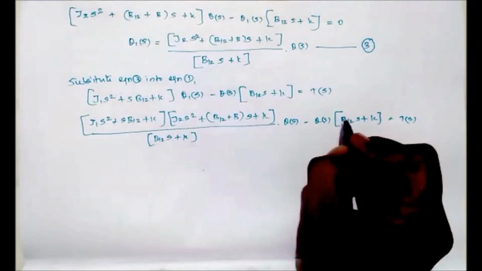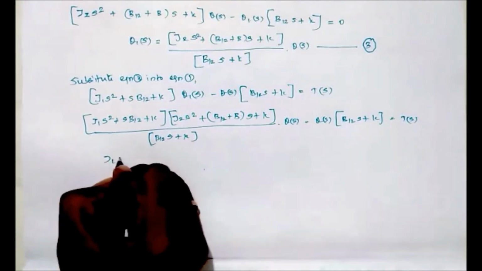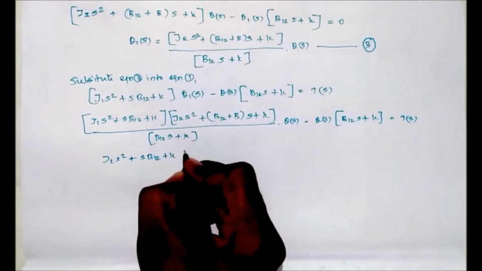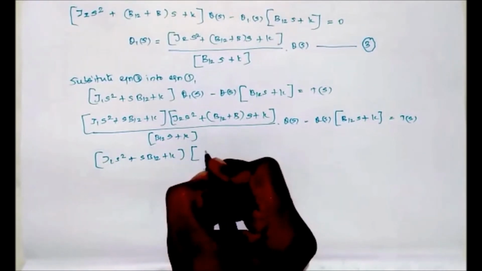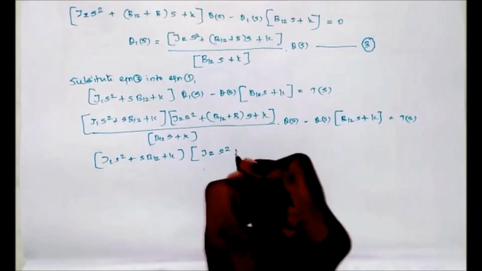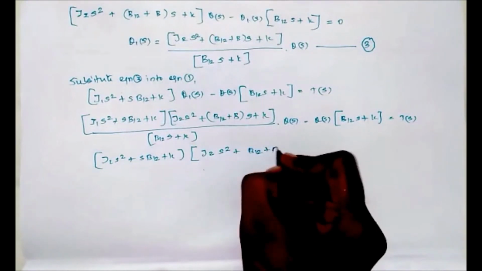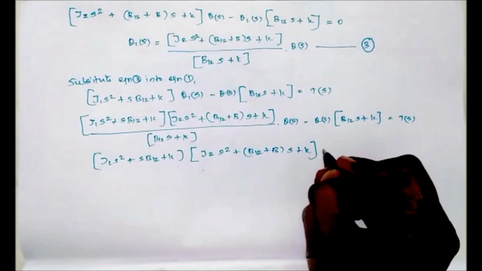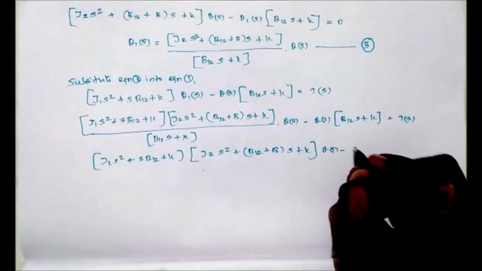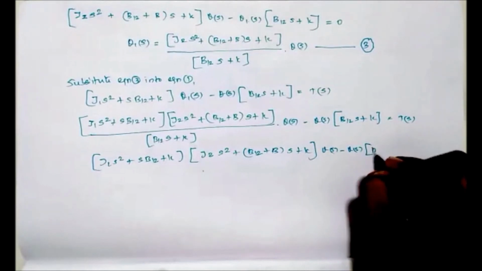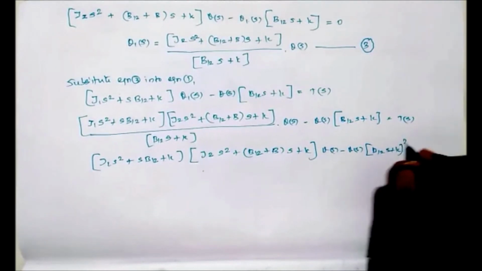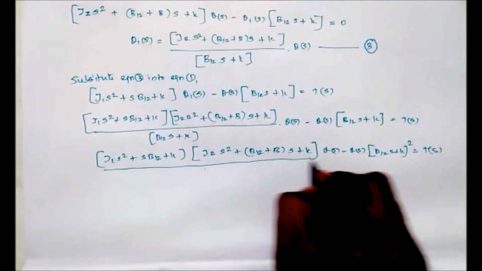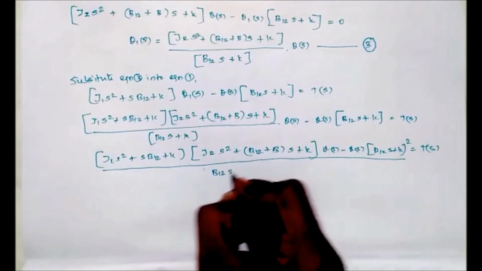So now we have to take the LCM. So now we will get J1 s square plus s b12 plus k into J2 s square plus b12 plus b into s plus k, into theta of s, minus theta of s into b12 s plus k the whole square, equal to T of s. So now divided by b12 s plus k.